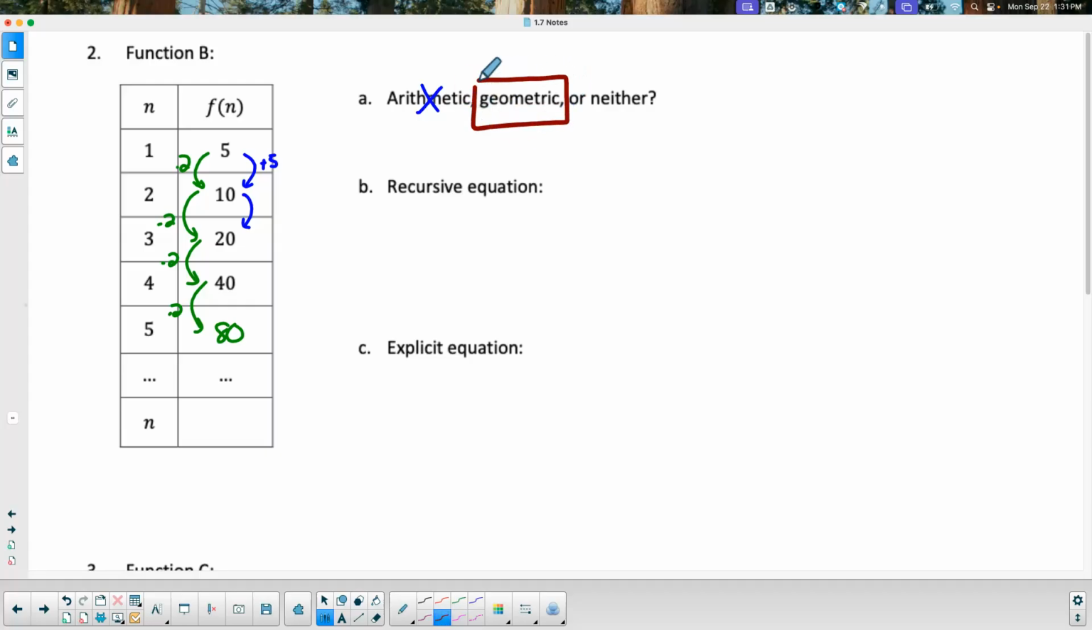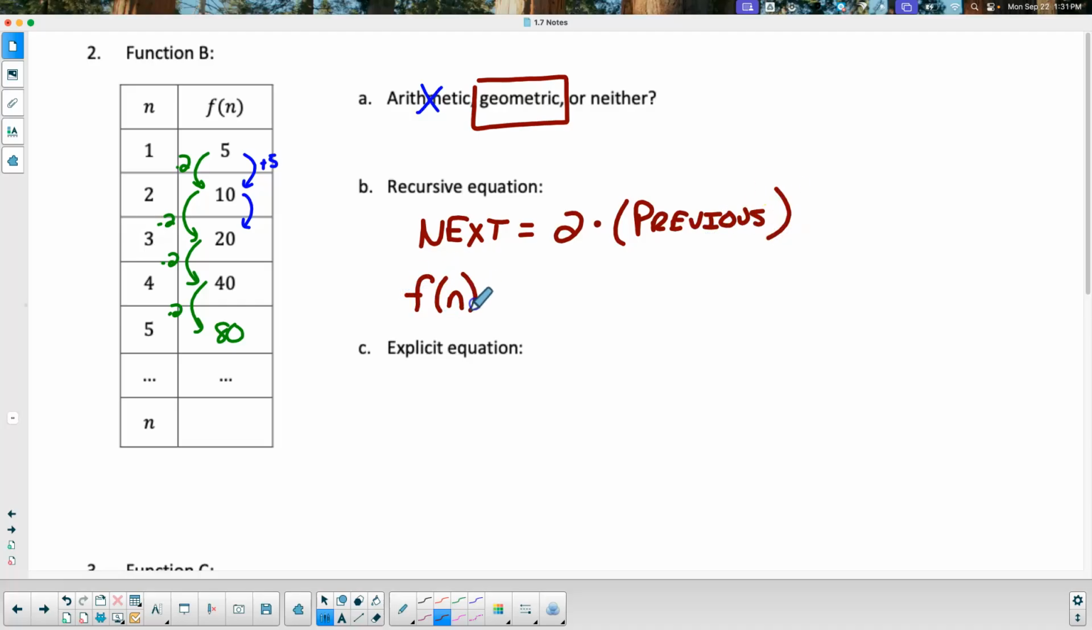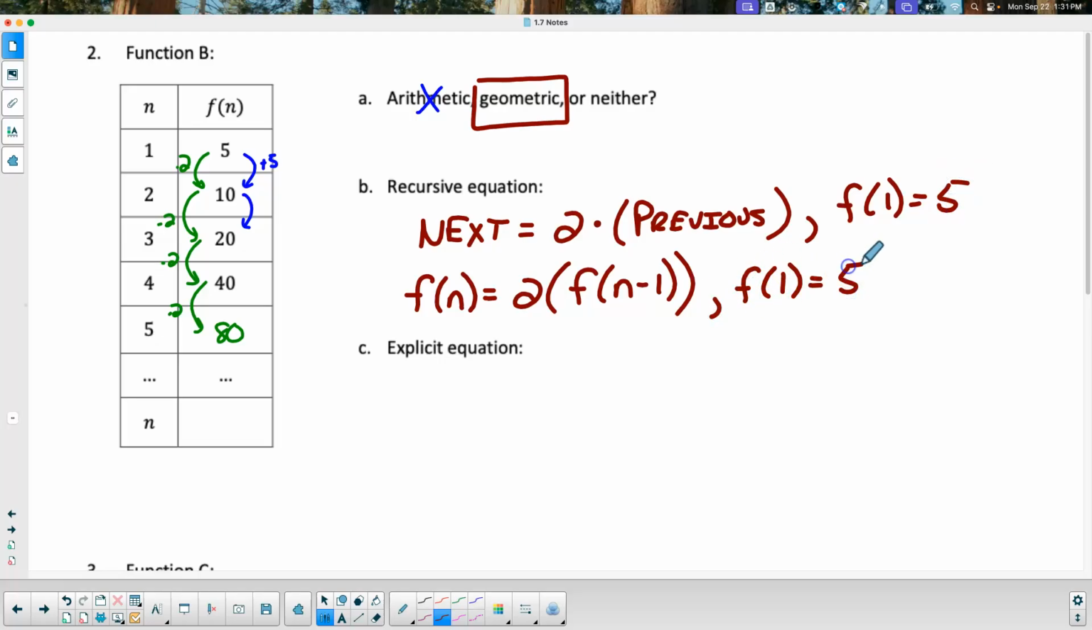The recursive equation would be the next is equal to 2 times the previous, or f of n equals twice f of n minus 1. And in both cases, we started at 5 with me. Alright?